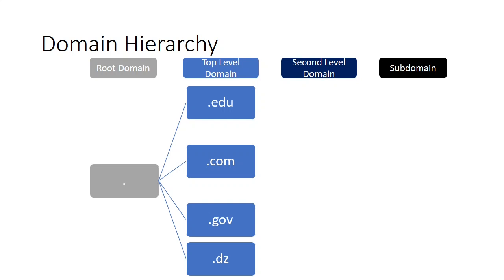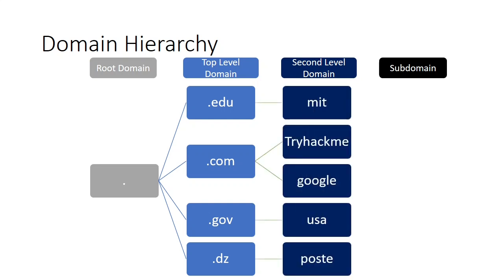The one is generic, or we call it also GTLD, like the .edu for education, or .com for commercial, and so on and so forth. And there are also country-coded top-level domains like .dz, which is Algeria, or .ca for Canada. Then there is the second level domain, which is what you generally see, for example if we have google.com, tryhackme.com, mit.edu, and so on and so forth.